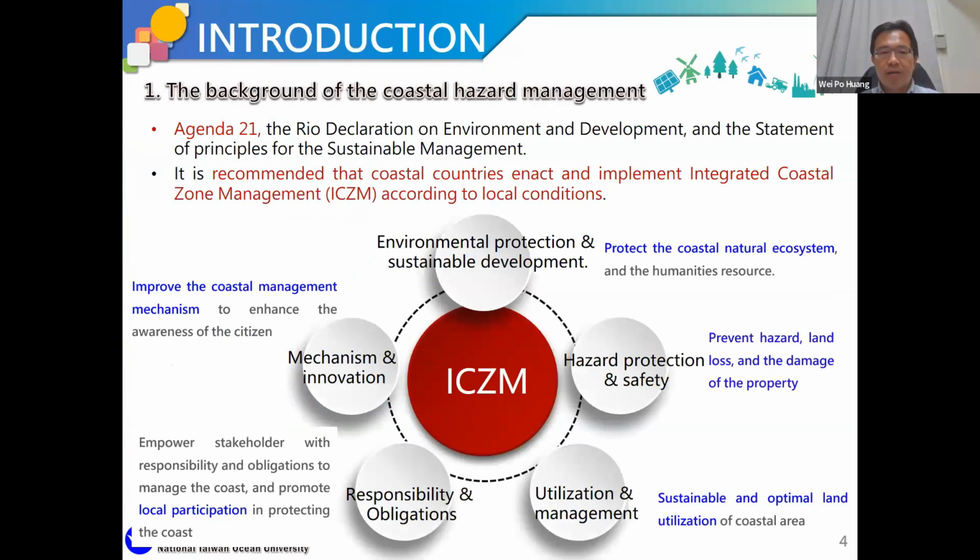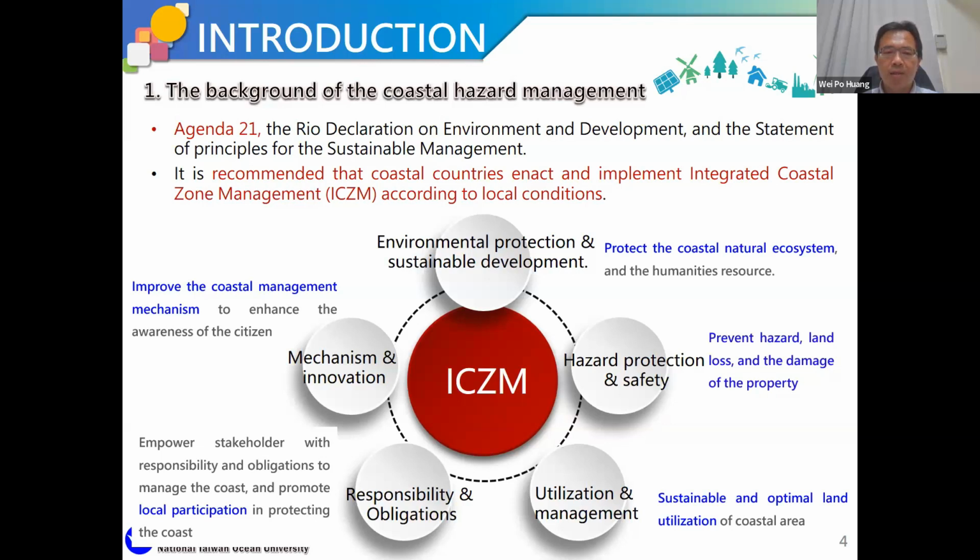Let's begin by delving into the background of coastal hazard management. This framework is rooted in international initiatives such as Agenda 21, the Rio Declaration on Environment and Development, and the Statement of Principles for the Sustainable Management of Forests. These documents advocate for the adoption and implementation of integrated coastal zone management, ICZM, tailored to local conditions by coastal nations.